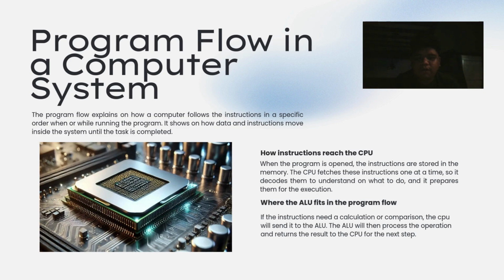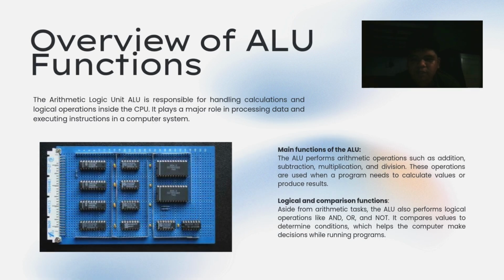So overall, the program flow is important because it ensures the instructions are executed in the correct order, allowing the computer to run the program smoothly and correctly. Then the next part is the overview of ALU functions. So the arithmetic logic unit, or ALU, is responsible for handling both calculations and logical operations. It plays a major role in processing data and executing instructions in a computer system. Whenever a program needs to work with numbers or make decisions, the ALU is always involved.